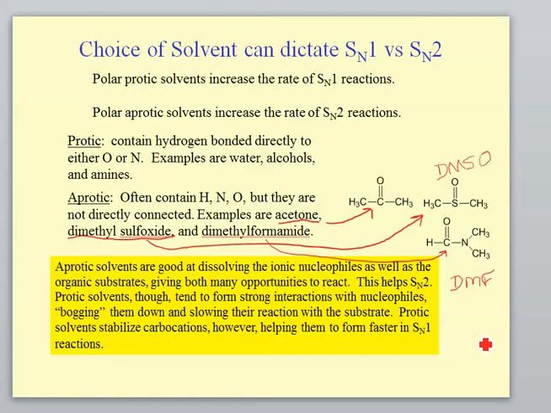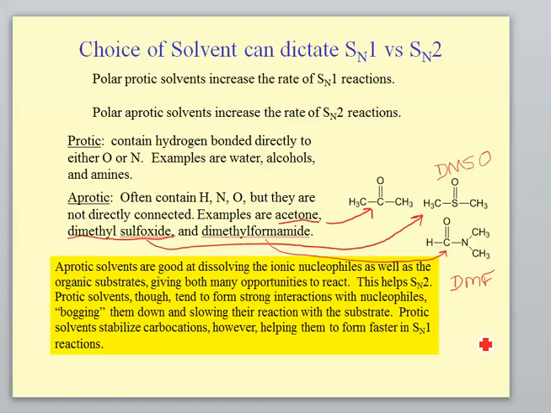Down here in this bottom paragraph, it explains kind of the why of all of this. Protic solvents, like water and alcohols, are very good at dissolving ionic compounds and dissolving alkyl halides. But the resulting nucleophiles, especially when they have that negative charge, interact so strongly with the hydrogens in protic solvents that it kind of surrounds them and prevents them from behaving as a good nucleophile. It bogs them down, as it says here.